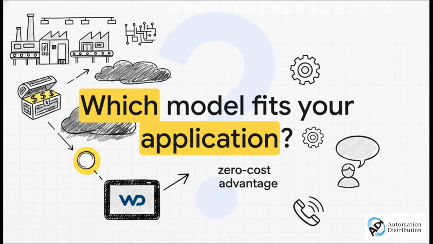Which model actually fits your specific visualization application? Are you going to let hidden software licensing fees secretly inflate the cost of your next build? Or will you choose the zero-cost advantage? To stop underestimating your total cost math and to find the exact WAGO model for your next project, you should absolutely reach out to the authorized distributor, Automation Distribution, at 1-888-600-3080.